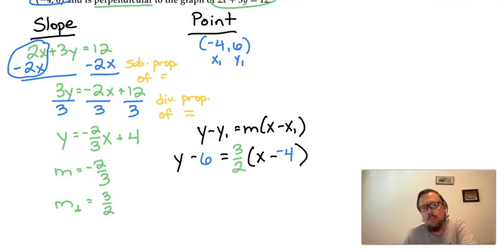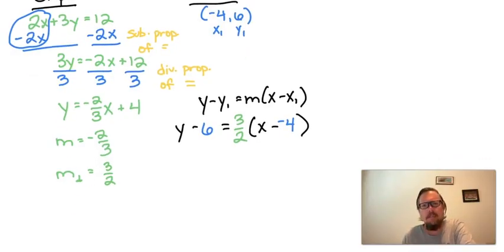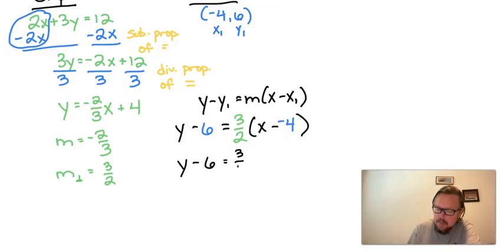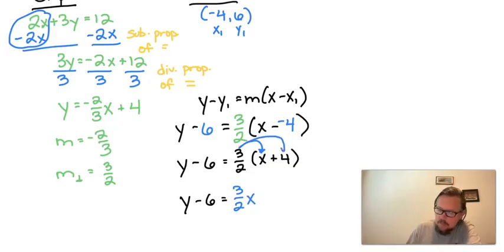Okay, and so we're going to convert this into slope-intercept form. As usual, the first thing I'm going to do is clean up that minus negative. So minus -4, we're going to turn into +4. Okay, and then we need to do the distributive property with the 3/2. So 3/2 times x is going to give us 3/2 x. And then 3/2 times 4 is 12/2, which reduces to 6. Plus side in the middle.